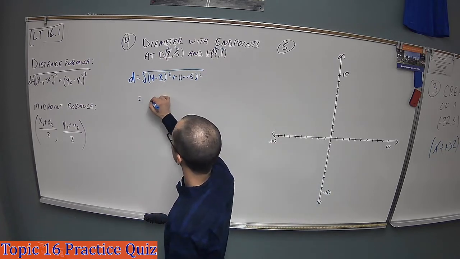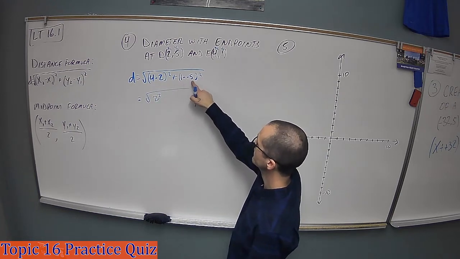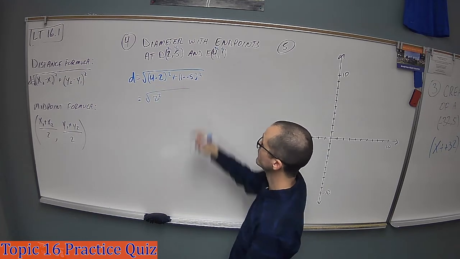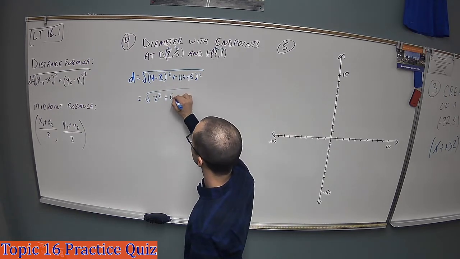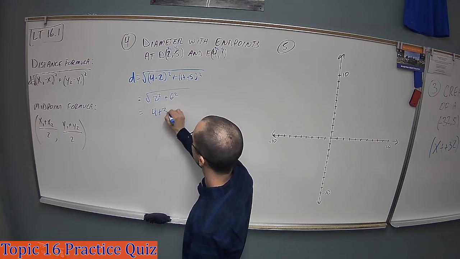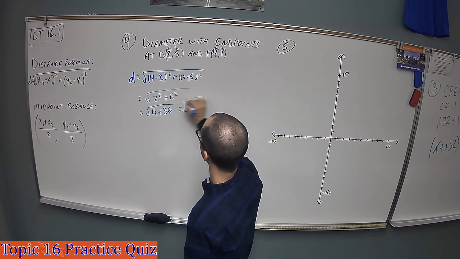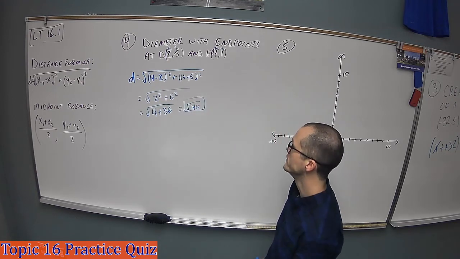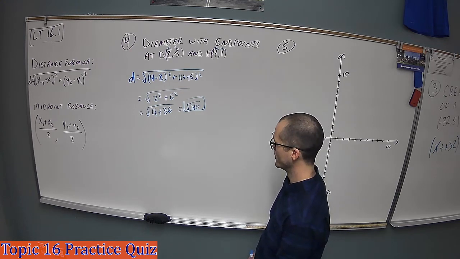Some careful PEMDAS now. 4 minus 2 is 2. So we have 2 squared. 1 minus negative 5 is positive 6 because it turns into an addition problem. So now we have 6 squared. 4 plus 36 equals the square root of 40. Okay, cool. So our distance here is the square root of 40.